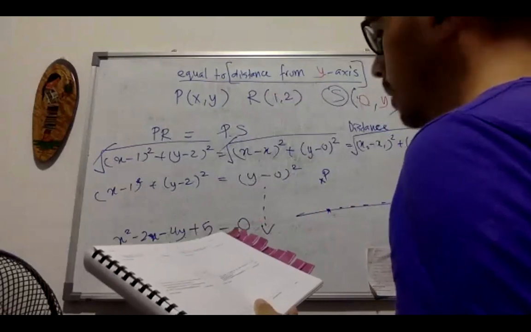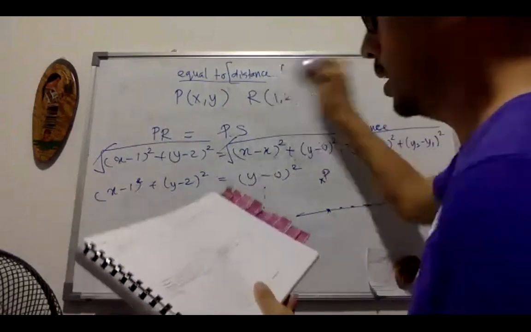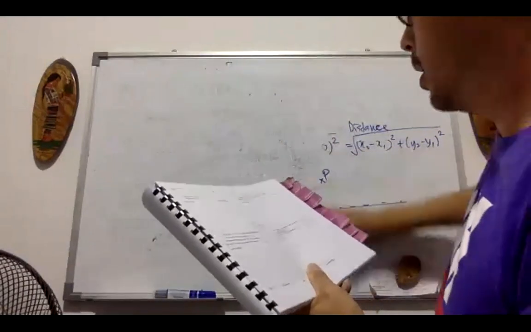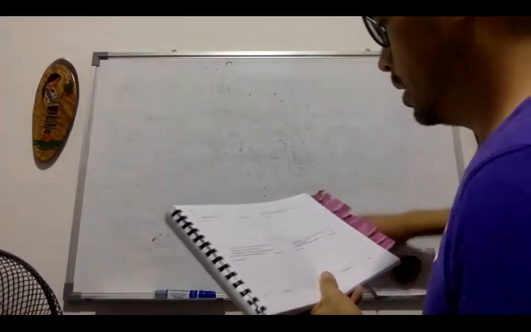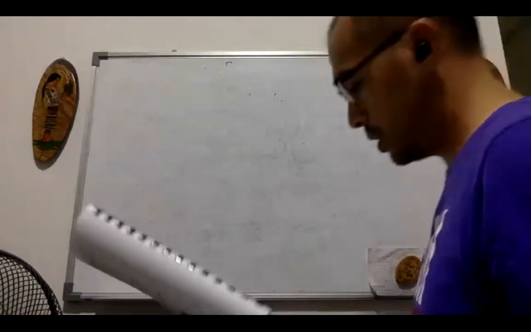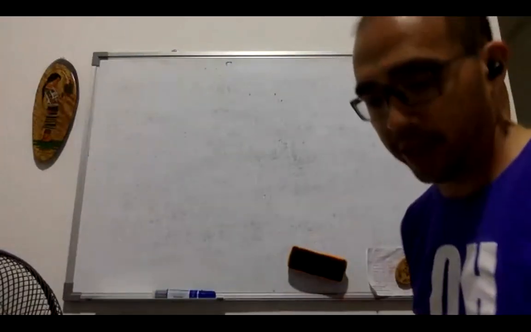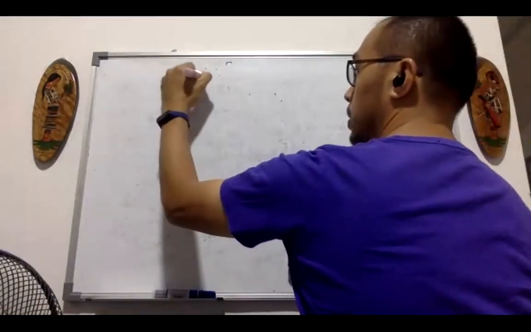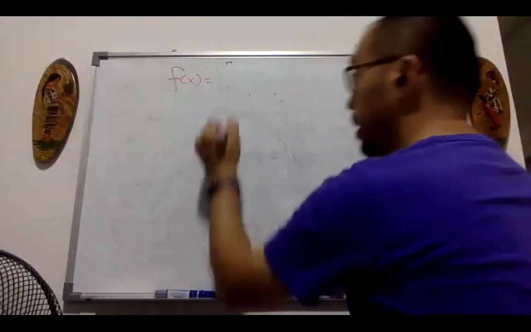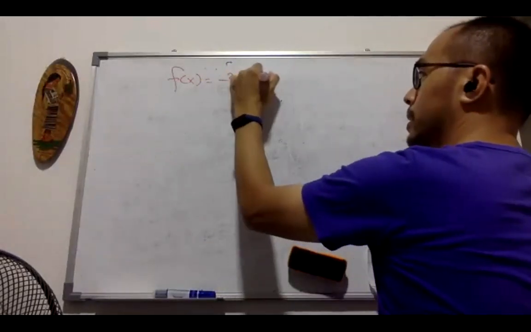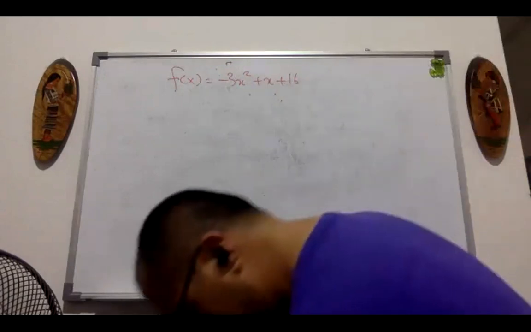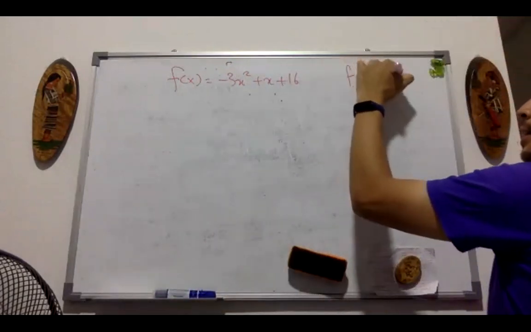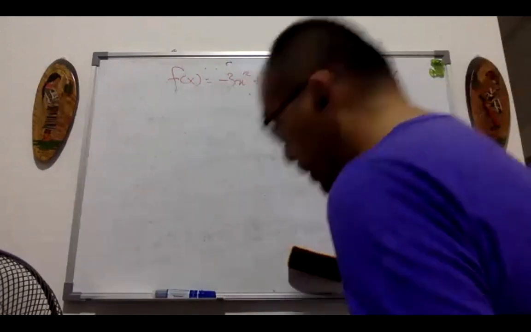Given that f(x) equals minus 3x squared plus x plus 16, find the range of values of x for f(x) less than 6. Okay, so you're given two very interesting things. The first is that f(x) is not like 0. They're giving you f(x) equals minus 3x squared plus x plus 16. Am I right? Yeah. Okay, and then the second thing they give you is that f(x) is less than 6. Less than or equal to 6.